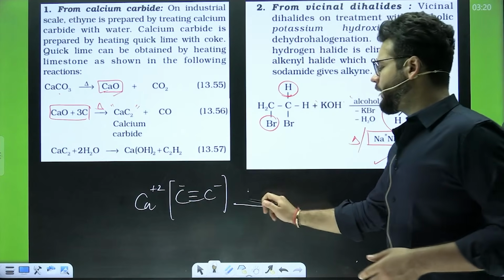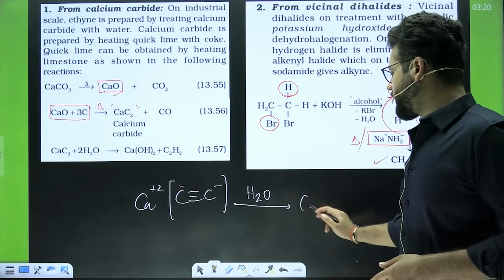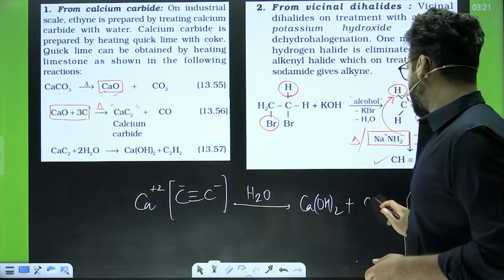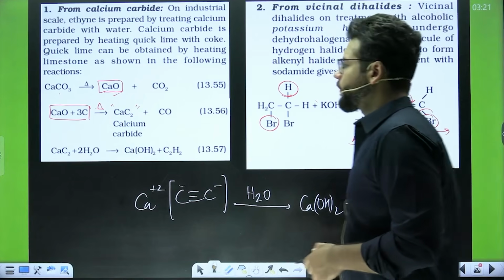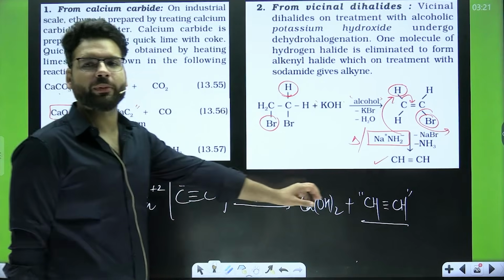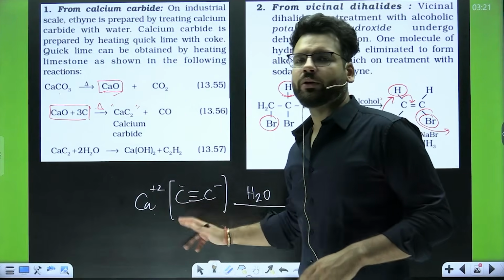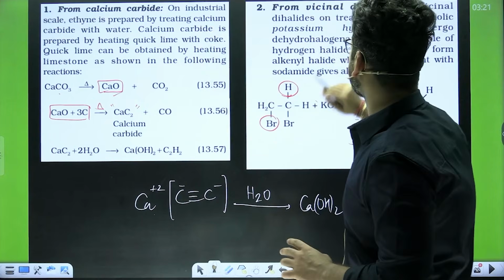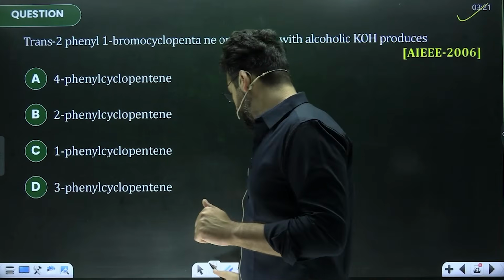Calcium carbide is hydrolyzed, just put into water. Calcium takes away the OH minus, giving you Ca(OH)2, and the 2 H plus go to the carbide group, giving you ethyne. This is the preparation of ethyne from calcium carbide, CaC2. Nothing special is written about it here. Now let's continue with some of the questions.